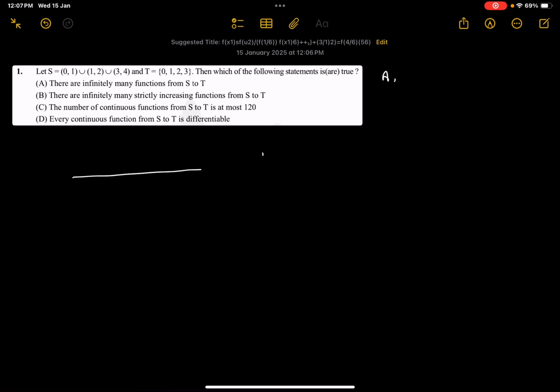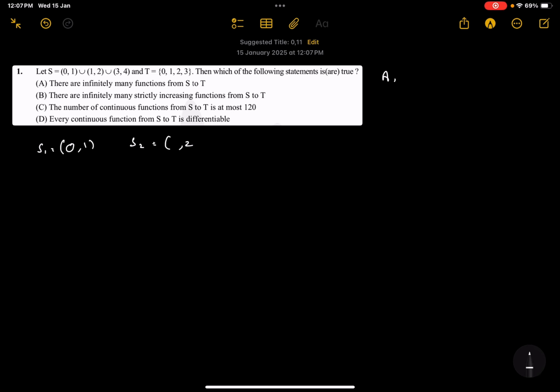Option C. Continuous functions from S to T. So let's name these subintervals as these. The argument here is that any continuous function on S, when restricted to S1 or in fact any of the Si, would be some constant, let's say Ti.